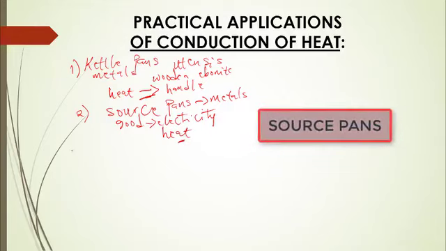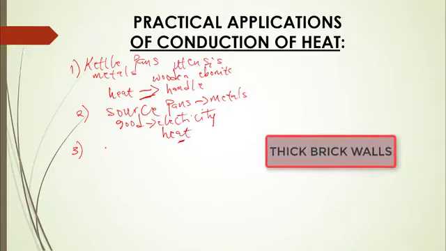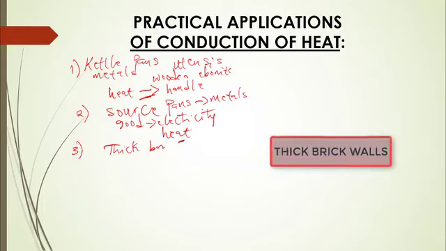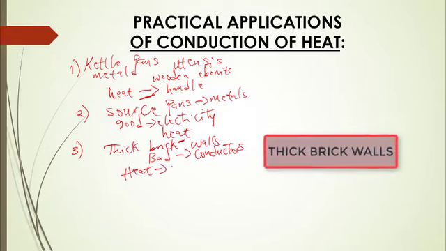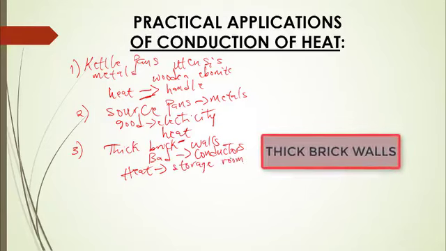Another practical application of the conduction of heat is found in thick brick walls that are used in storage rooms. You know that bricks are very bad conductors of electricity. They do not allow electricity to pass through them. So the reason why bricks are used for storage rooms is that they will not allow heat to enter the storage room. The reason for this is that if heat were to permeate into the storage room, it might actually lead to the deterioration of the materials that are being stored in that storage room.